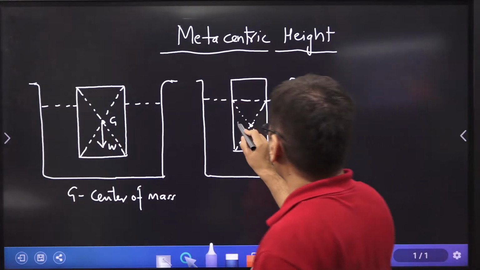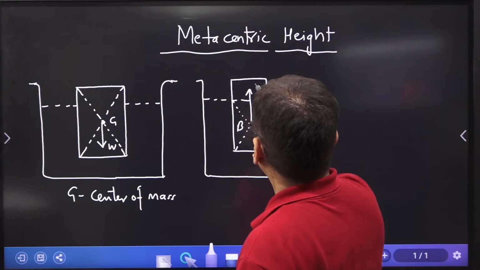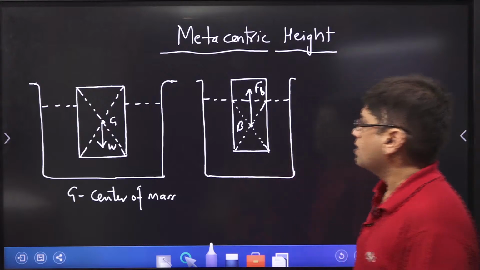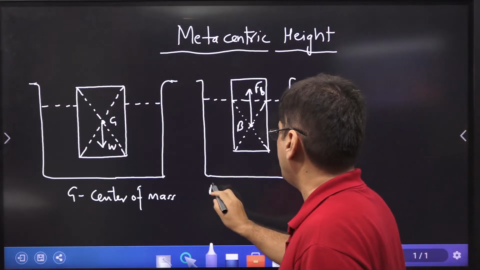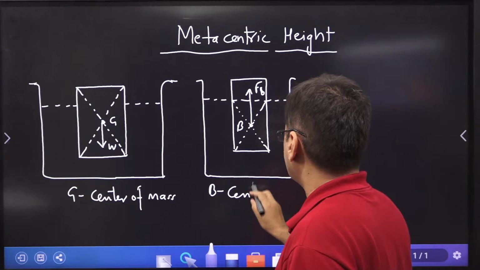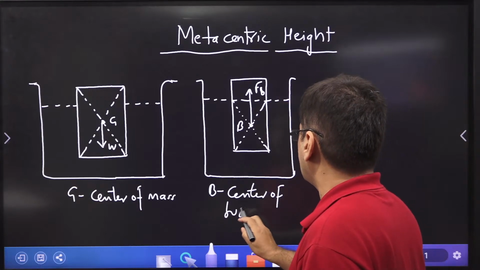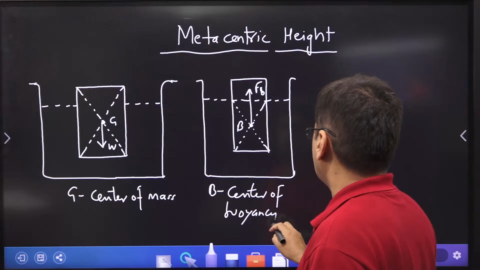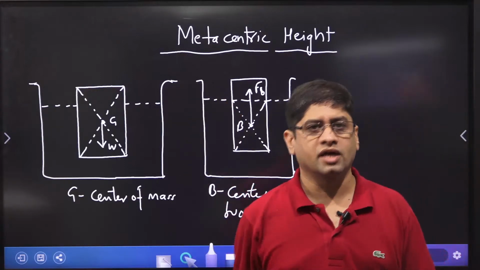Now there is another point which is called the center of buoyancy. What is the significance of that? The significance is that the entire buoyancy force acts upward at this particular point. So B is the center of buoyancy. The significance of the center of buoyancy is that the entire buoyancy force acts on it.